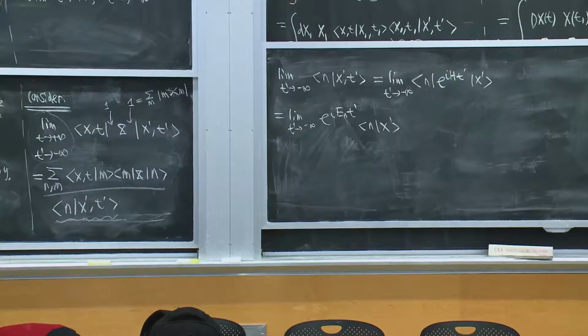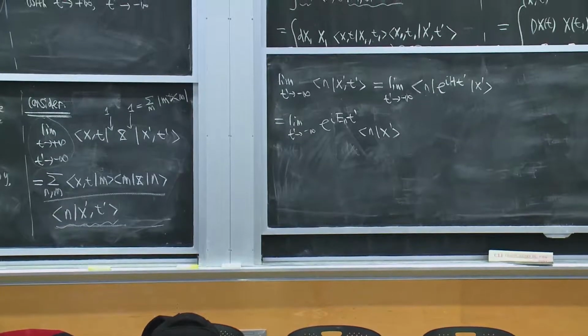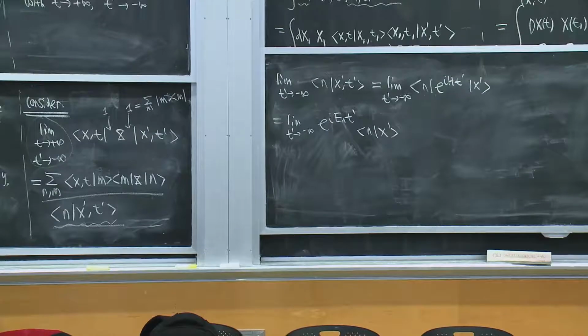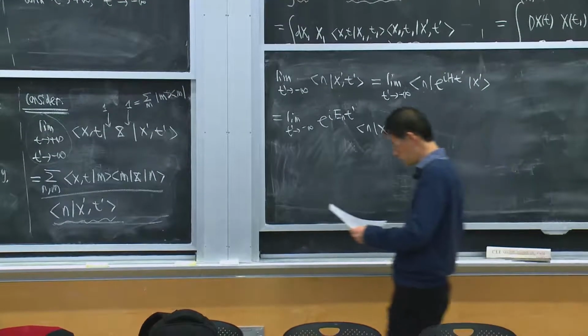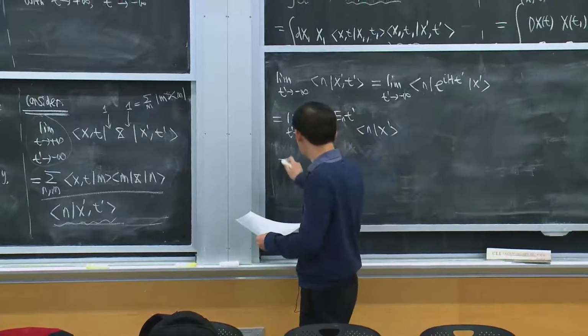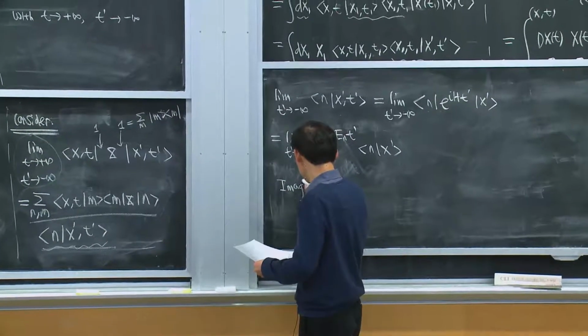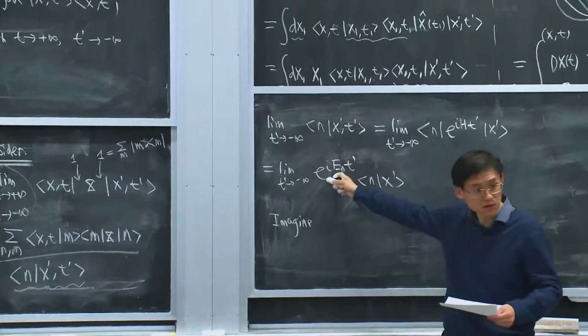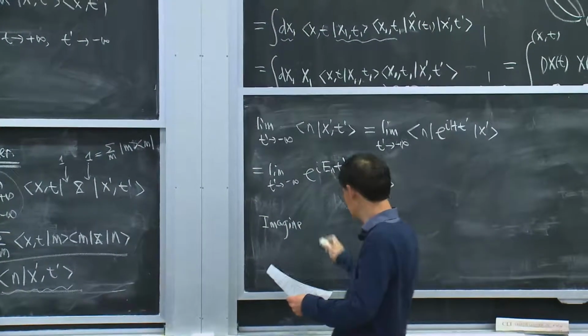Now we will try to select the ground state, and we do that by doing the following. Imagine giving E_n a small imaginary part.